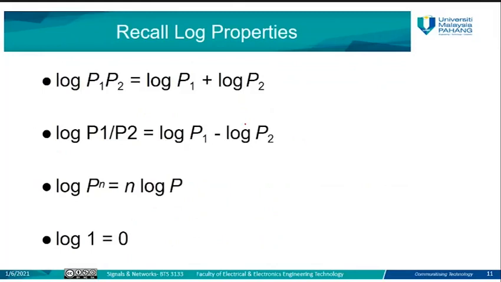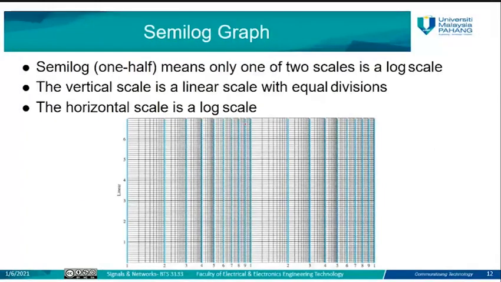As you can see here, log of P1 times P2 equals log P1 plus log P2, log of P1 over P2 equals log P1 minus log P2, log of P to the power of n equals n log P, log 1 equals 0, and log 10 equals 1. We are going to use these properties in our calculations for the frequency response. This is how the semilog graph paper looks.